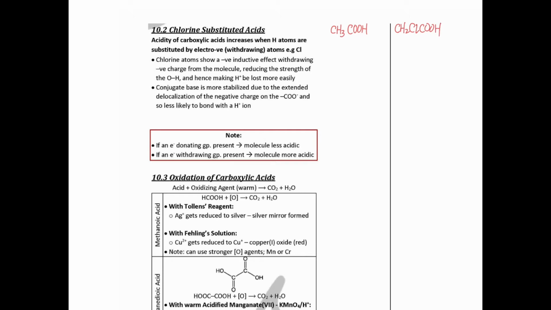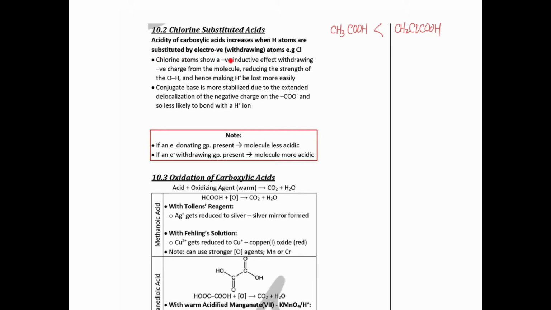So let's see the statement. Acidity of carboxylic acid increases when H atoms are substituted by electronegative atoms such as chlorine. So that means stronger. Who is stronger? The one with chlorine is stronger. This is weaker.